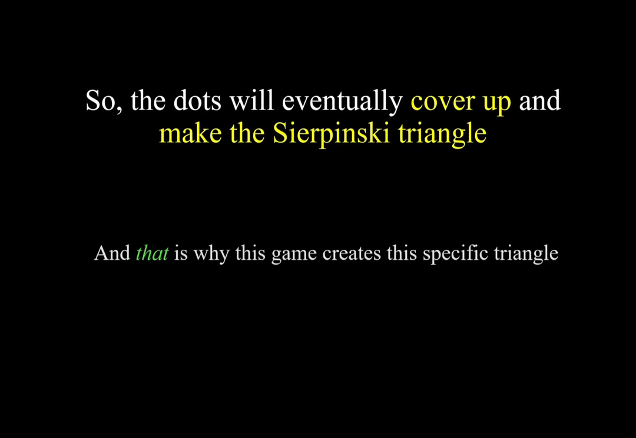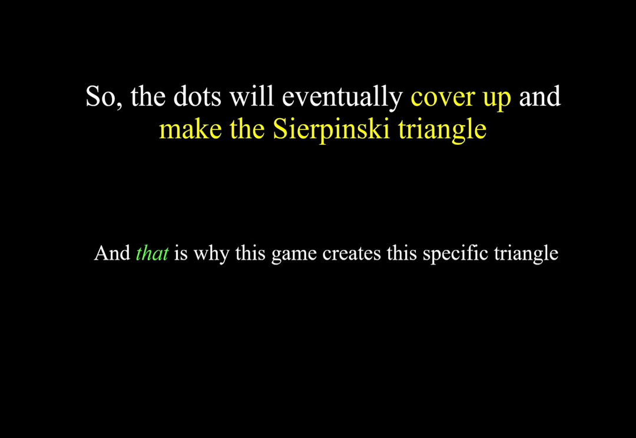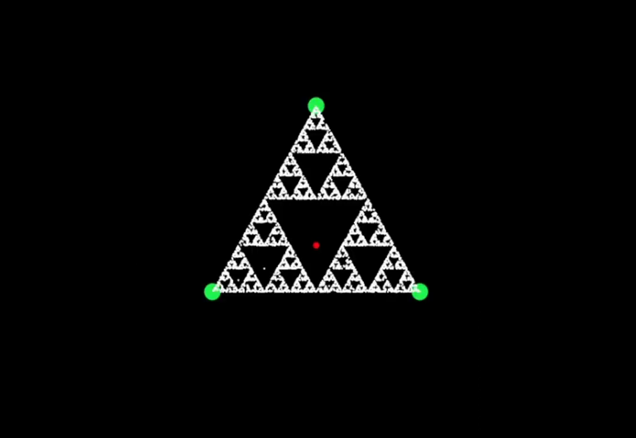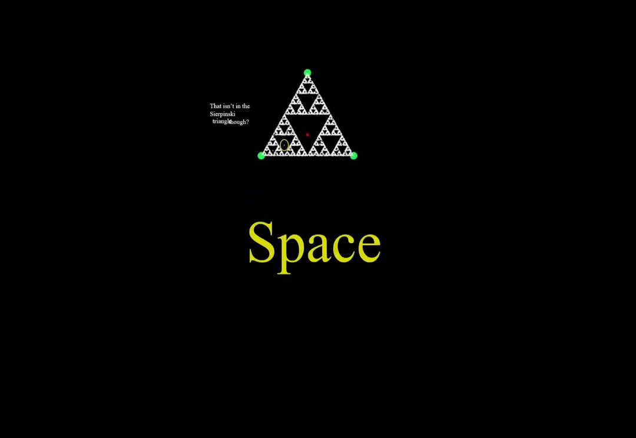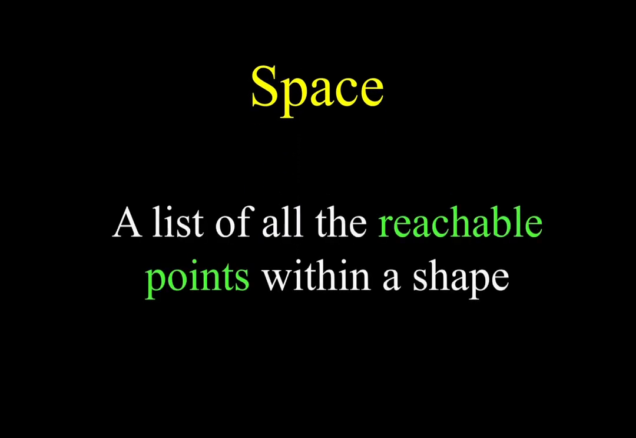But wait! The more eagle-eyed of you might realize that there are these random points within the void of the Sierpinski triangle. And you may be asking, well, this isn't within the Sierpinski triangle, what gives? Well, to explain that, we need to take a look at a concept called space. Simply put, space here refers to a list of all the reachable points within a shape. In this case, this shape is the Sierpinski triangle.